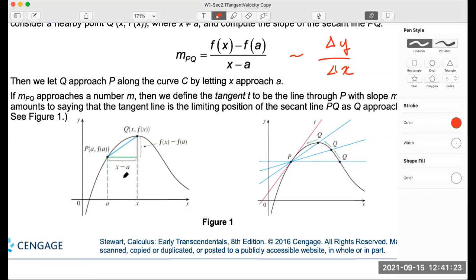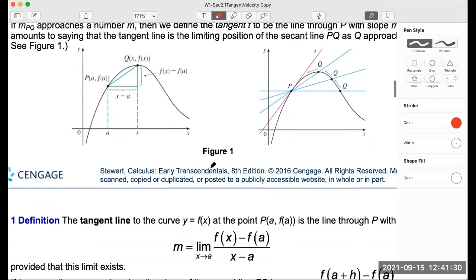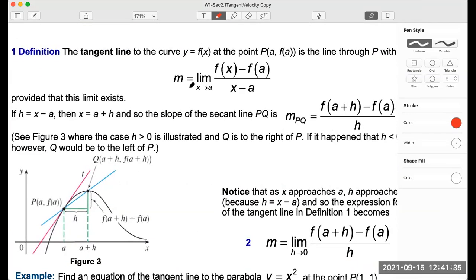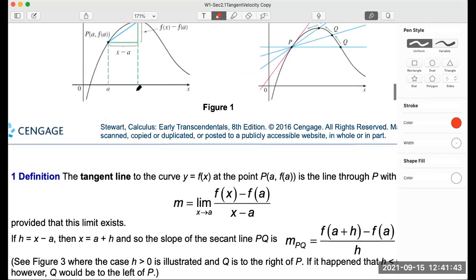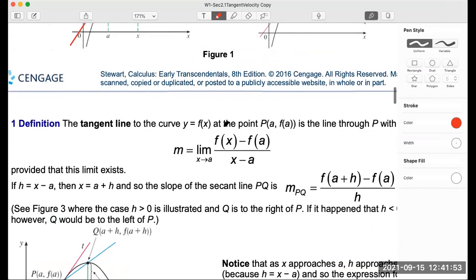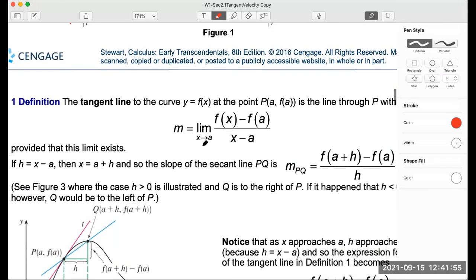Is it okay? Yes. Now, let us compute. Then this is the slope, or we call it the tangent line. The tangent line, when x comes closer and closer to a given point here, the point P, we call this line the tangent line. And the slope of that will be the limit of this when x approaches a. That is just a definition, okay?